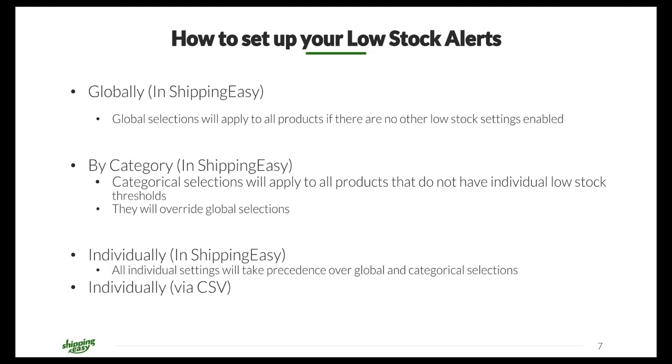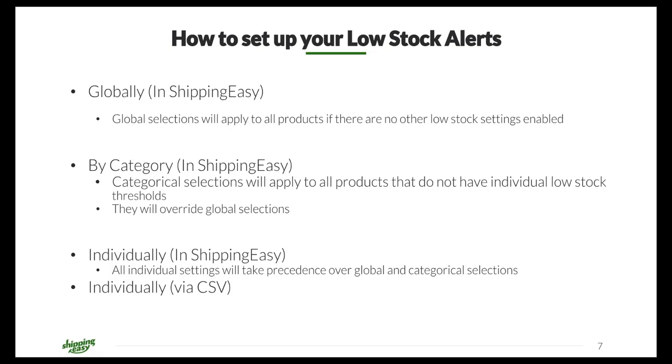You're also going to have the option to utilize categories. This is again something that you would set up within ShippingEasy. Categorical selections will apply when there are no individual low stock thresholds that have been selected. These will override any global selections that you set up. And then finally, we have the individual product. So individual selections will take precedence over the global and categorical selections. You can set this up in 2 ways, via the product details page within ShippingEasy or in a CSV.